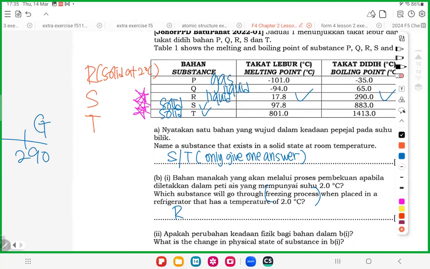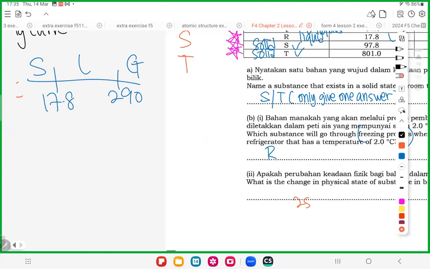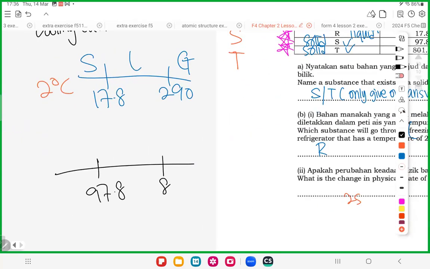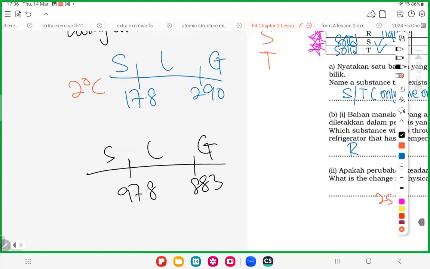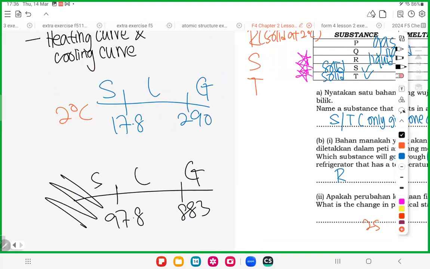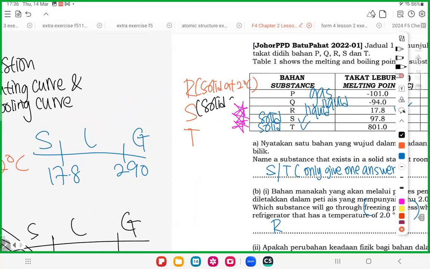Substance S, melting point 97.8, boiling point 883. Solid, liquid, gas. Same thing. We want 2 degrees Celsius, right? Where is it? By right, 2 degrees Celsius is less than 97.8, so it should be a solid also at 2 degrees Celsius.